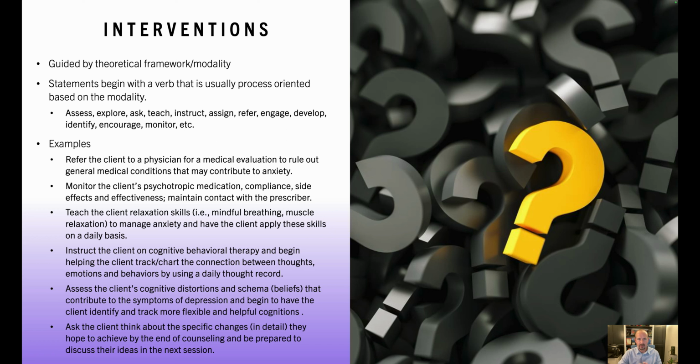So there's the intervention section. It begins with a verb that's very process oriented or task oriented, and then the intervention is a very specific description of the steps the client or you as the clinician is going to take to achieve the previous objective that you set up.